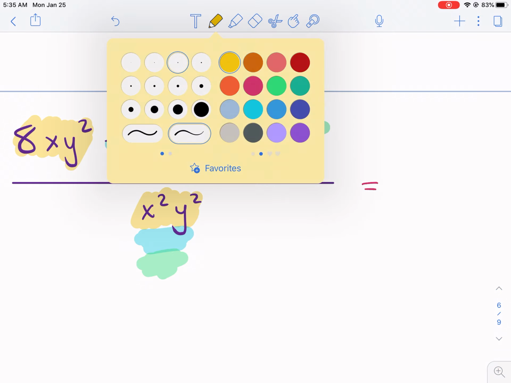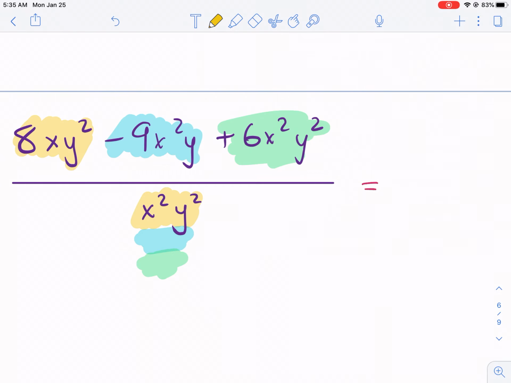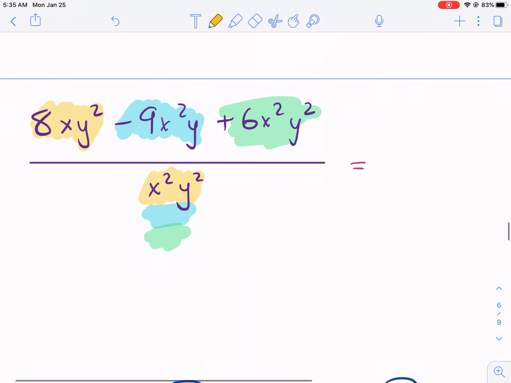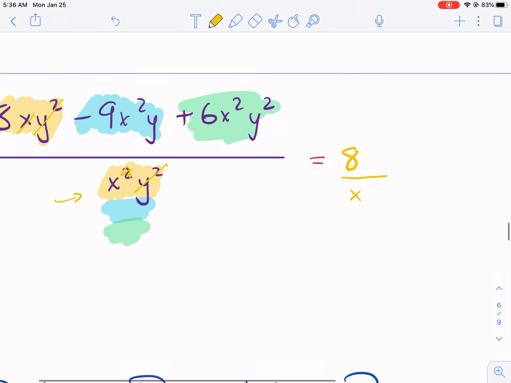Let's start with the yellow or gold, whatever color that is. We have no coefficient in the bottom, so the 8's just going to stay. And then we have an x in the top that is going to cancel out with one of the x's in the bottom. So we're going to have a fraction here. And there's going to be an x in the bottom, okay, because this is in the bottom already. The y squareds are going to cancel completely, so we're left with just 8 over x. That's the first one.